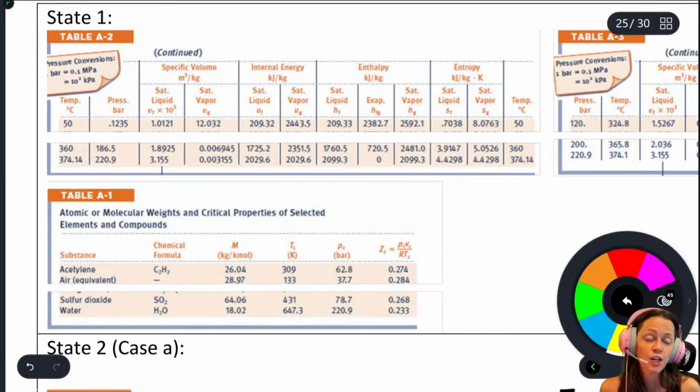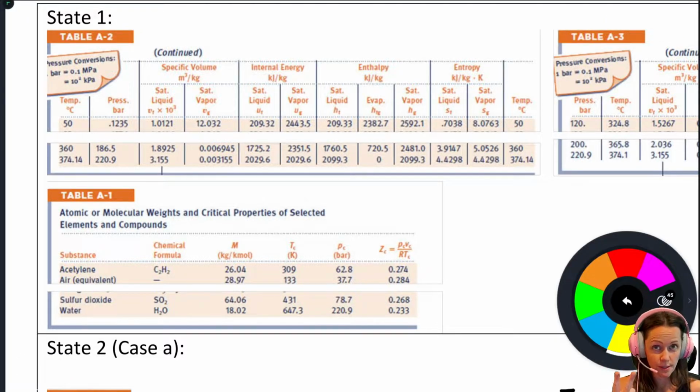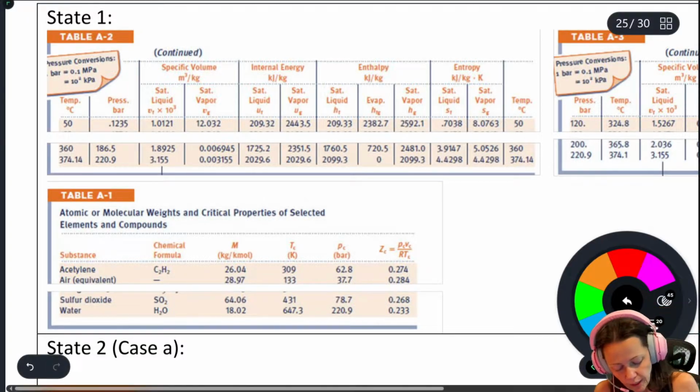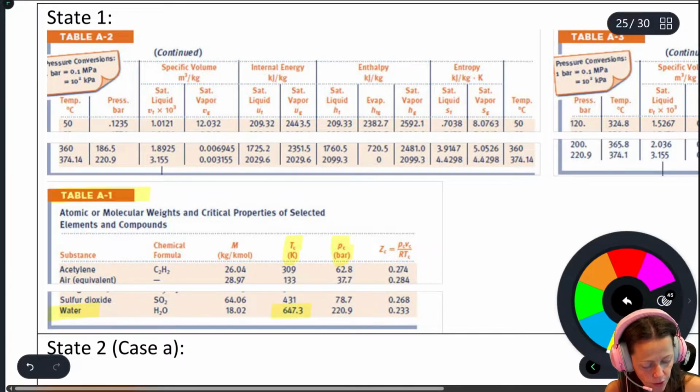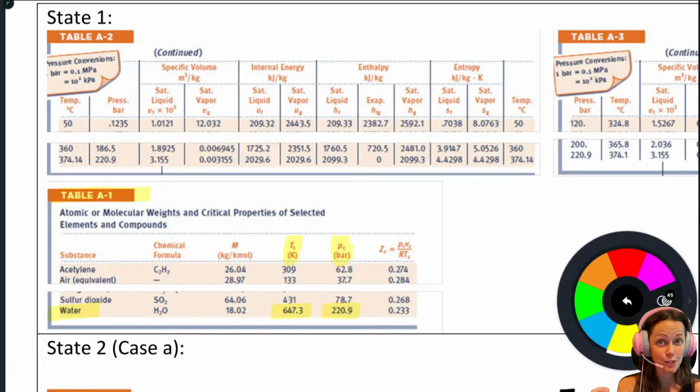So this information can actually be found two places. It can be found in table A1. So you can look up your critical temperature, your critical pressure for whatever substance. In this case, we've got water. So here's our critical temperature. Here's our critical pressure. So that's a specific point for each substance.